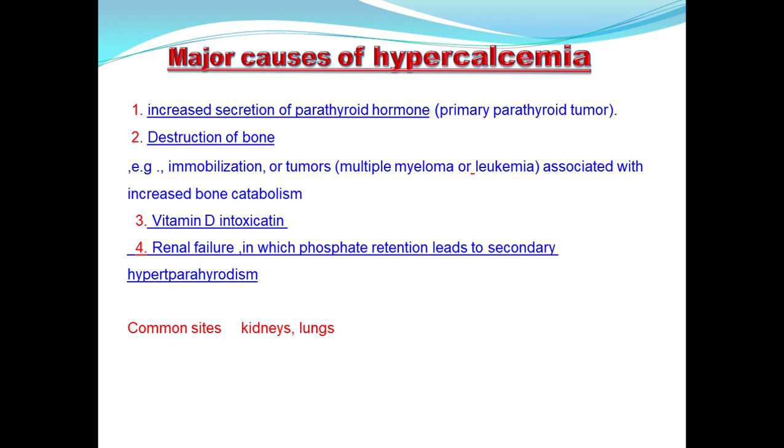What are the causes of hypercalcemia? Increased secretion of parathyroid hormone due to a primary parathyroid tumor; destruction of bone, for example immobilization, or tumors such as multiple myeloma or leukemia associated with increased bone catabolism; vitamin D intoxication; or lastly, renal failure, in which phosphate retention leads to secondary hyperparathyroidism and so to hypercalcemia. Common sites are the kidneys and lungs.